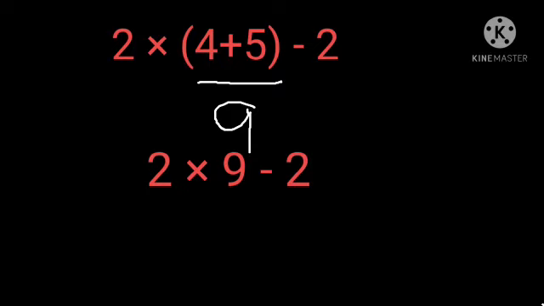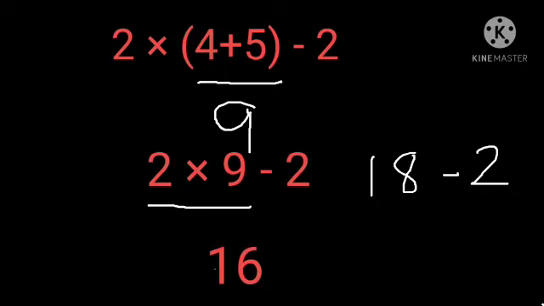Next, according to the BODMAS rule, what should be performed first? That is division. But here there is no division. The second one is multiplication, which should be done first. So we get 2 into 9 is 18, minus 2, which equals 16. The answer is 16. If you had solved this problem without using the BODMAS rule, that is in an incorrect order, do you think we would get a correct answer?